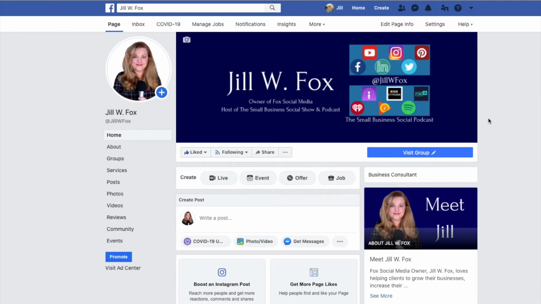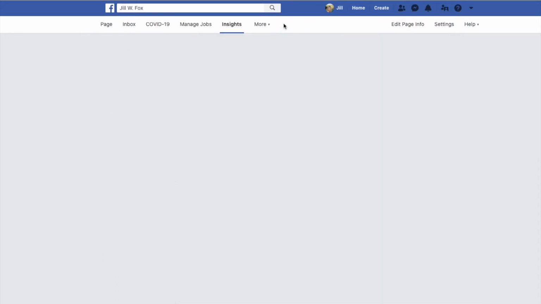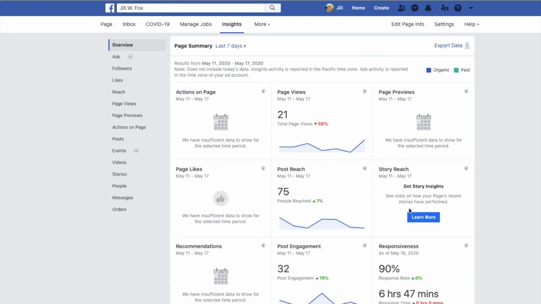Now, I'm on my personal brand page, which is actually a business page, even though it doesn't look that way right now by the name. But what you're going to do now is you're going to go up to this button that says Insights, and you're going to click on it. And you're going to see an overview of all of your analytics.